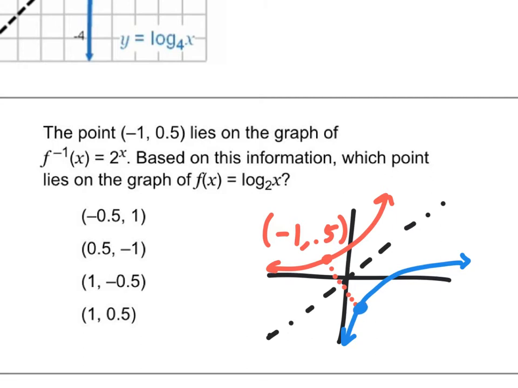You switch it. And so you would say that you have the point 0.5 comma negative 1. And that looks about right. This point looks like it's at about 1/2, negative 1, roughly speaking. And so that's all you would do, and that's your answer right here. They're inverses. Switch the x and y values.